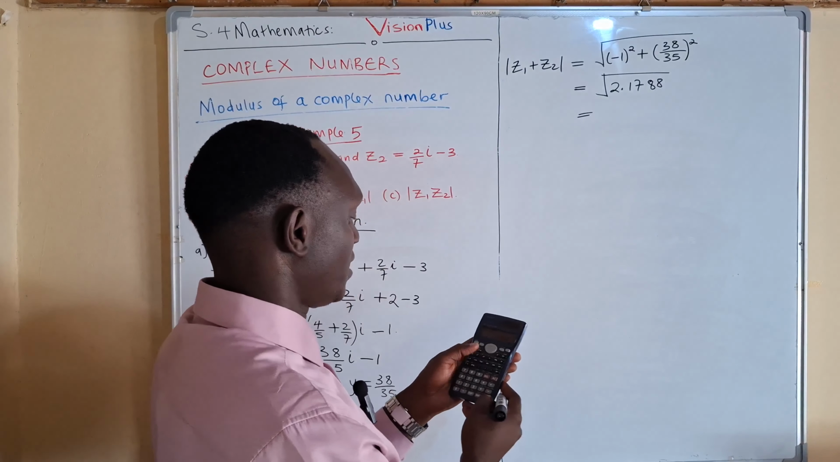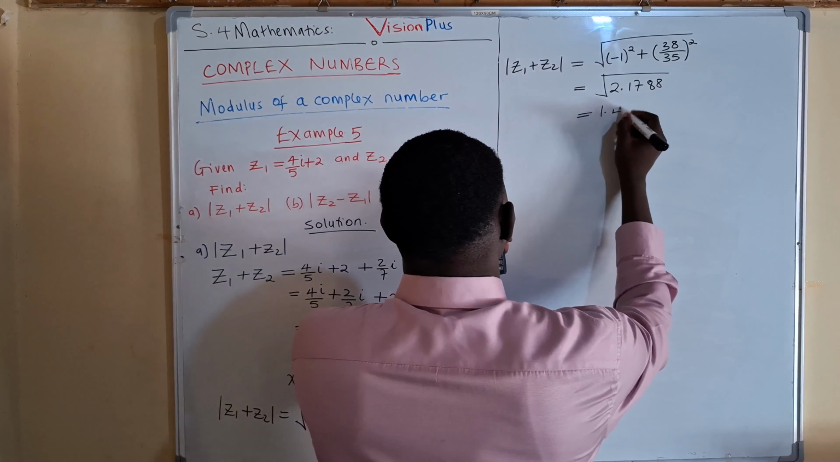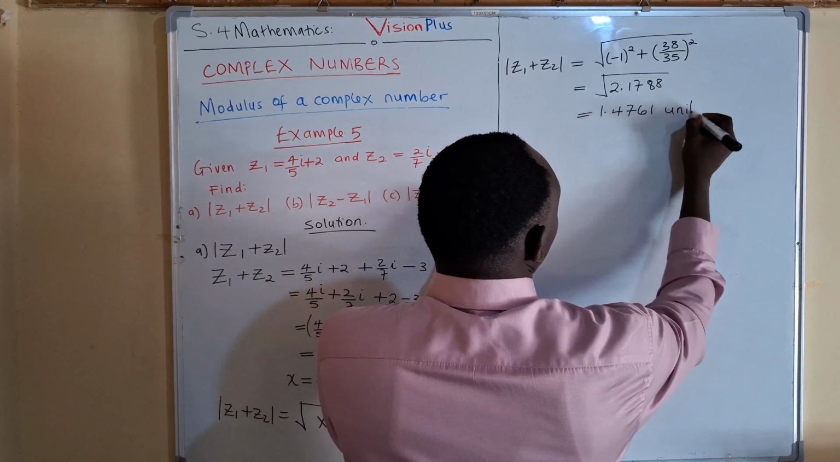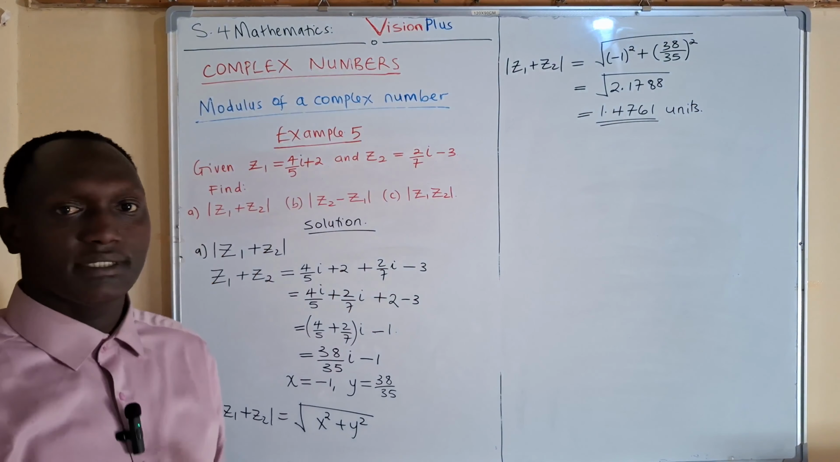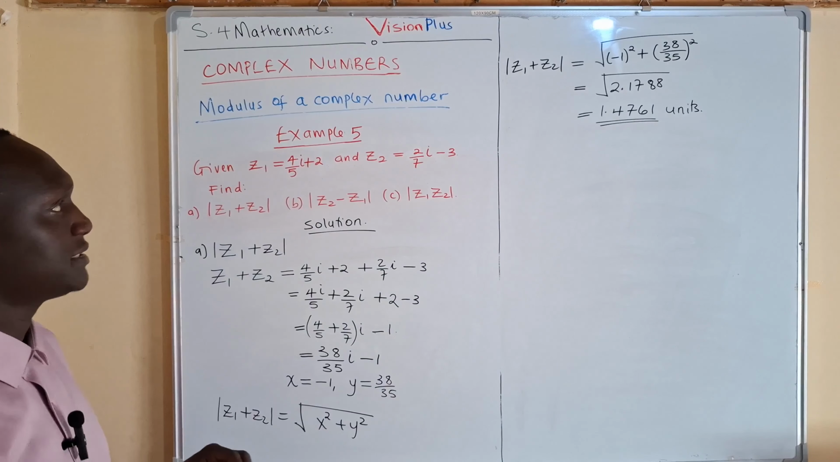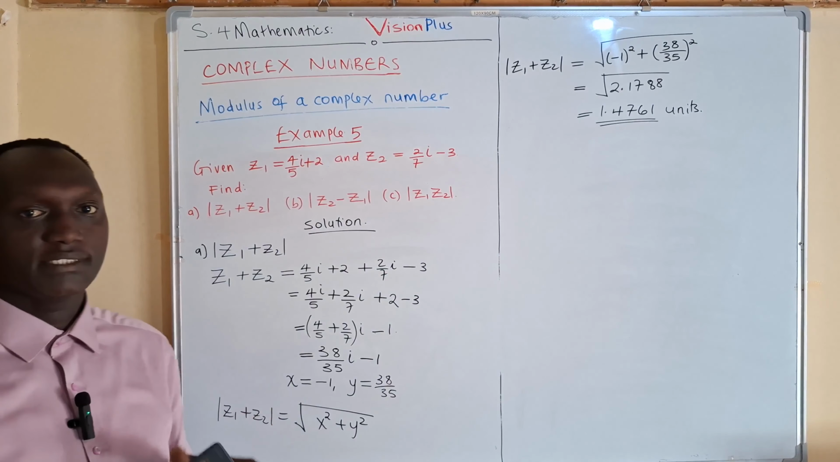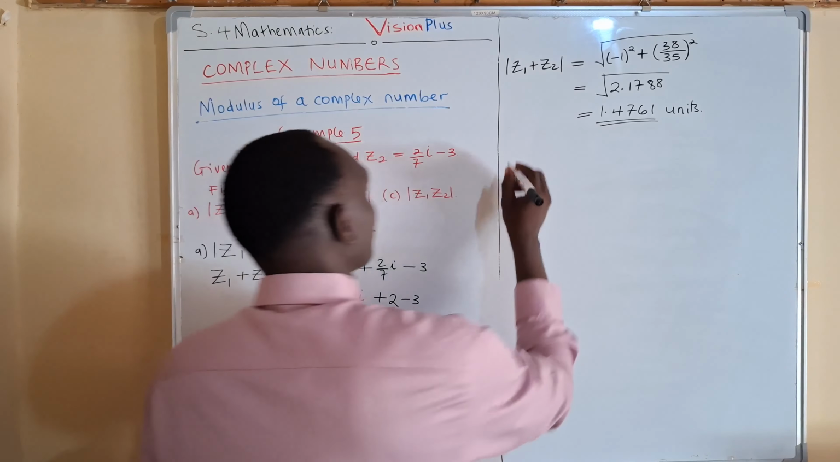2.1788 square root. It is like 1.4761 units. I've rounded to 4 decimal places. So this is the solution for the magnitude of Z1 plus Z2, or the size of Z1 plus Z2. Now let's go to part B.